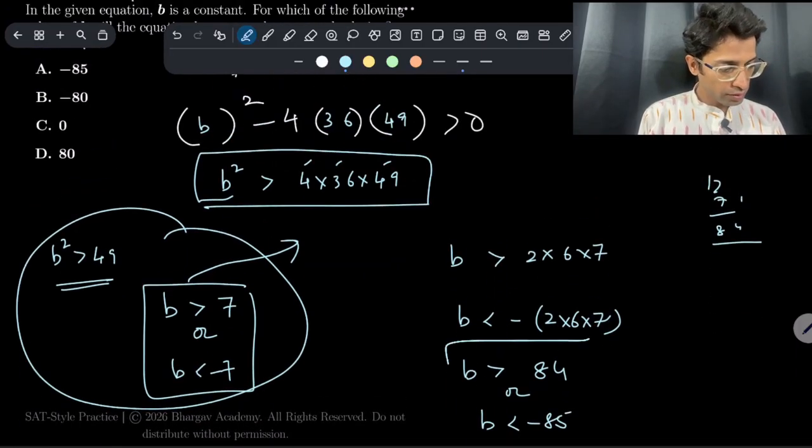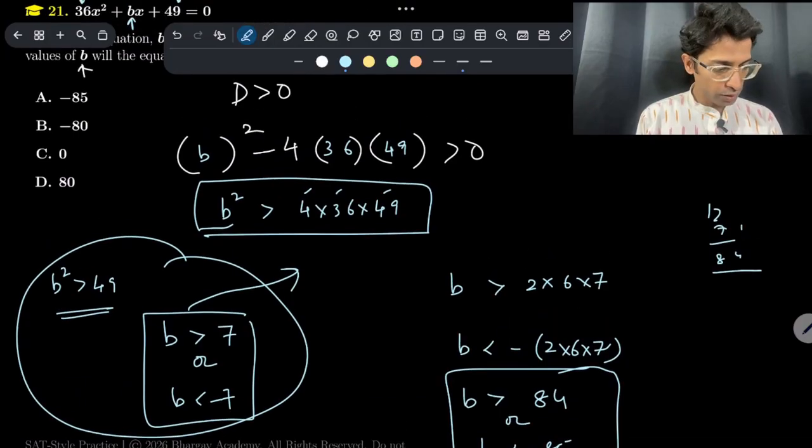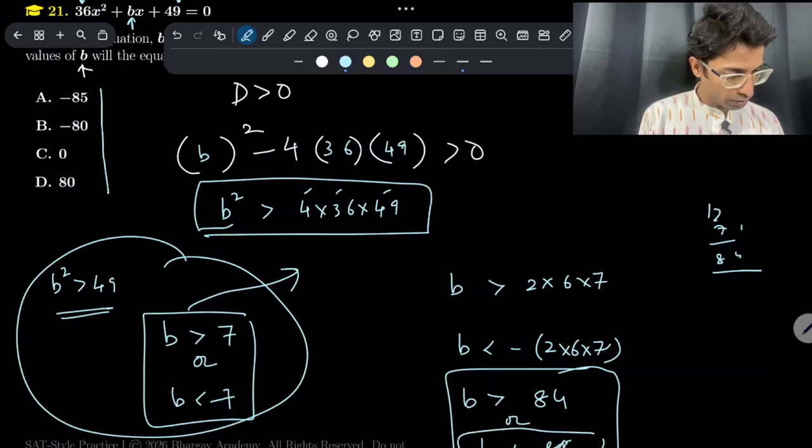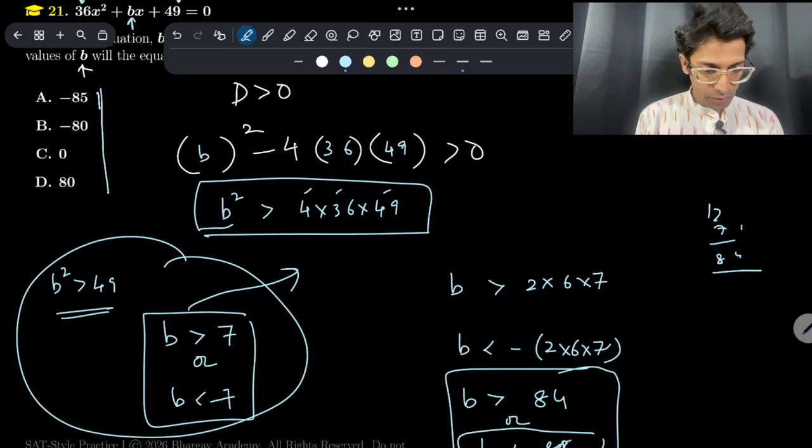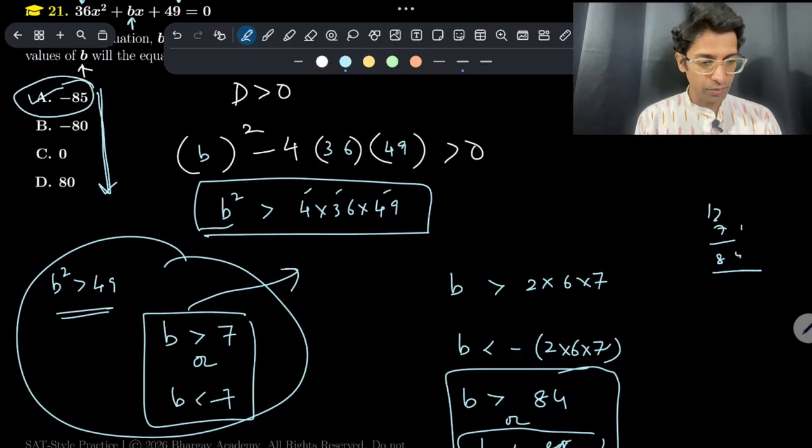Alright, so these are the two options I should be looking for. b should be greater than 84. Is there any number greater than 84? No. b should be less than −84. Sorry, b should be less than −84. So is there any number which is less than −84? Yes, I have a number which is less than −84, which is −85.